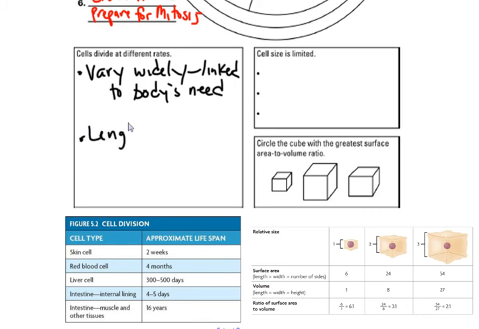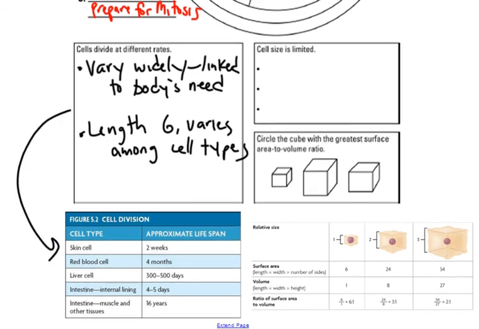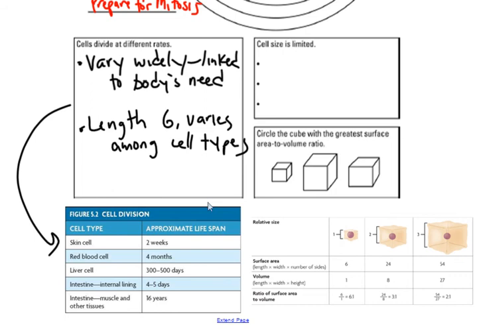And the length of gap 1 in interphase varies among your cell types, as we see down here with the approximate lifespan of your cells. Skin cells have a very short lifespan because there's a lot of wear and tear with your skin being the exterior barrier of your body. So we go through skin cells very fast, whereas other cells may take several days, several months, or several years until they need to go through the renewal process and be replaced.